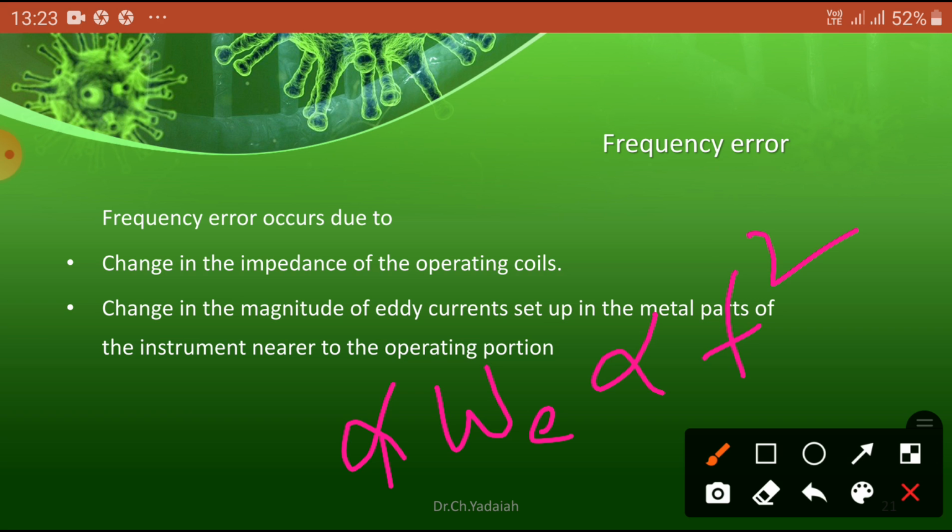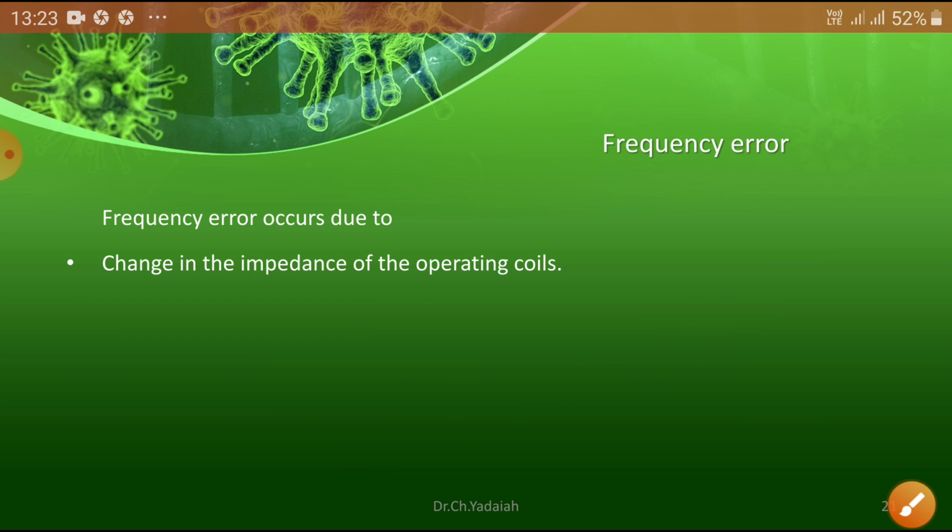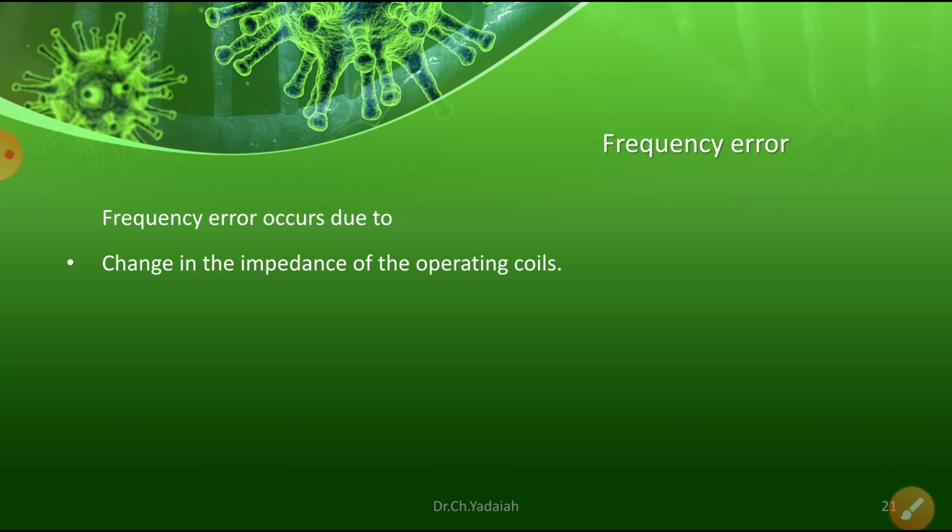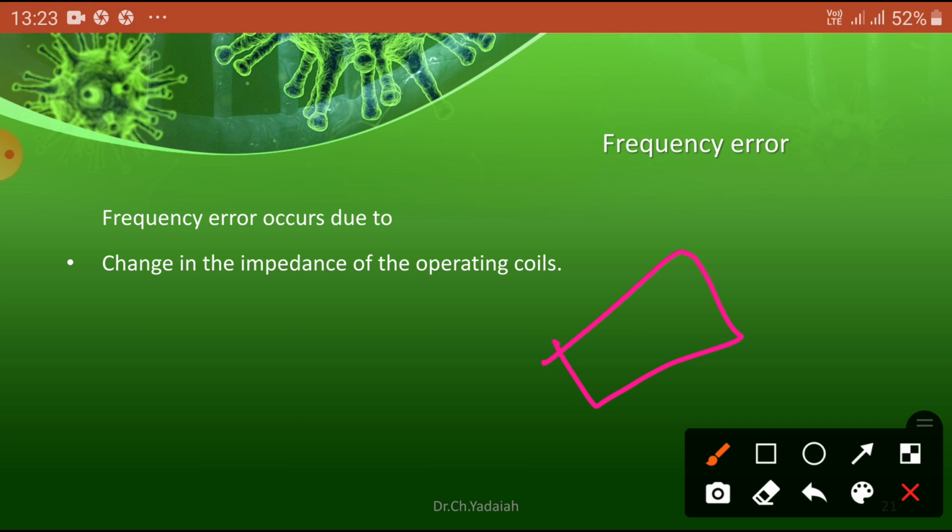Okay, now eddy currents are induced in the metal parts of the instruments. That's why in our other machines, in DC motors and AC motors as you know, the core is laminated instead of a solid one. Instead of a solid piece, we use a laminated core made of pieces, with a varnish insulation in between each piece. Thereby eddy current losses decrease.